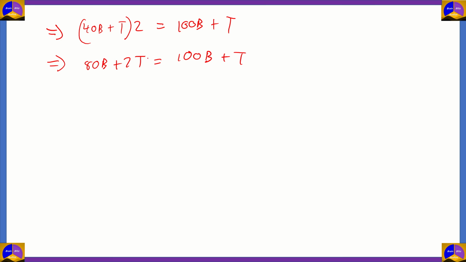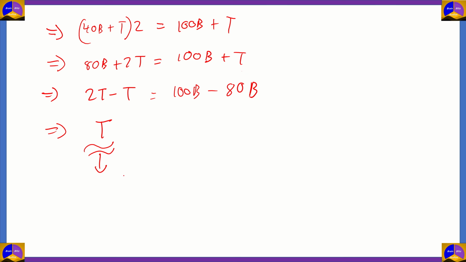So we'll be taking T to one side and B to the other side. So let's take B to the right-hand side and T to the left-hand side. So therefore, 2T minus T, because plus T goes to the left, becomes minus T, equals 100B minus 80B. All right. So 2T minus T is T. So T is basically the number of years, which we use to represent after a few years. And if you look at the right-hand side, 100 minus 80 gives you 20. So 20B.